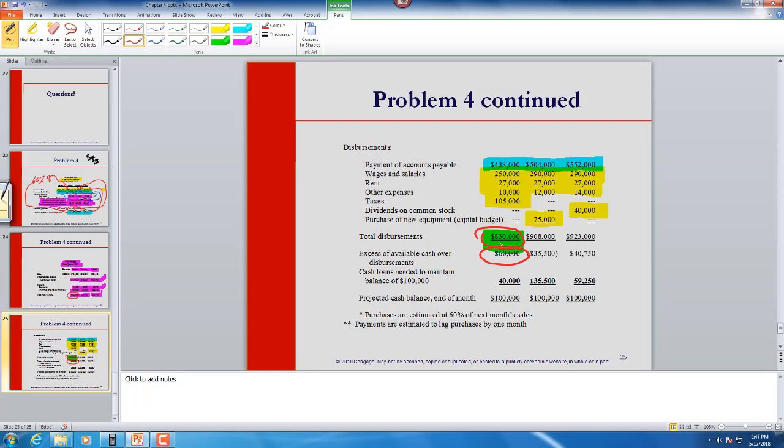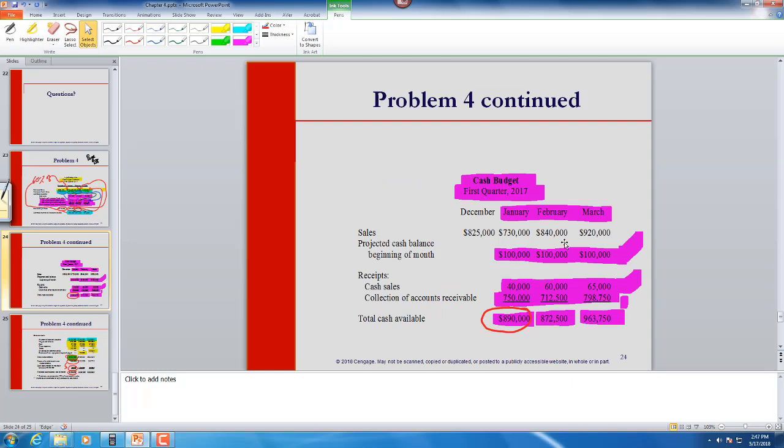So in order to maintain a minimum balance of 100,000 for this particular month, you need to borrow 40,000, so that you already have 60. You borrow 40,000. That will leave you with 100,000 that you start February with. See this? February starts with 100,000. Every month they want to start with 100,000.